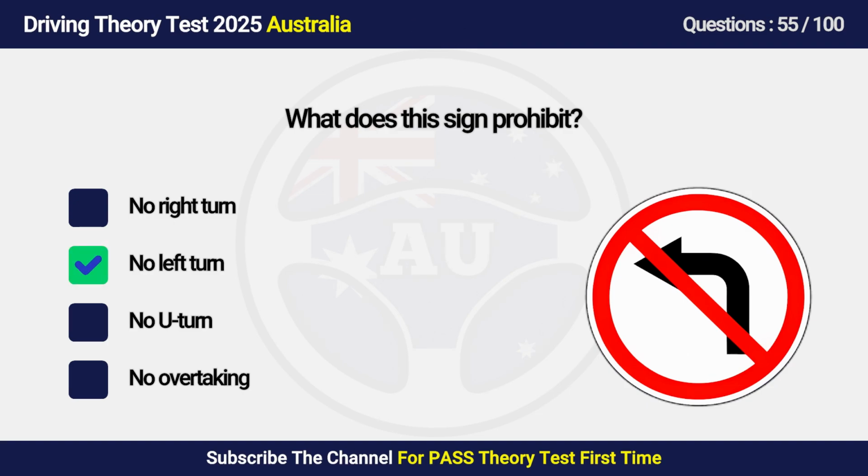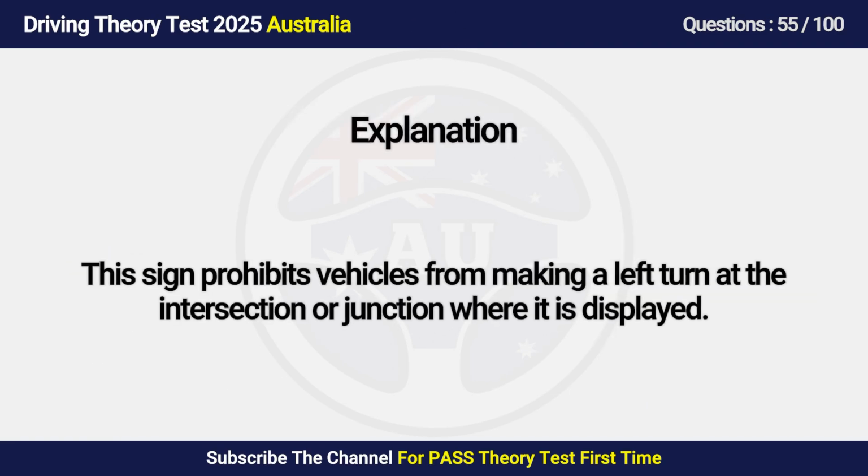Answer is B. No left turn. This sign prohibits vehicles from making a left turn at the intersection or junction where it is displayed.